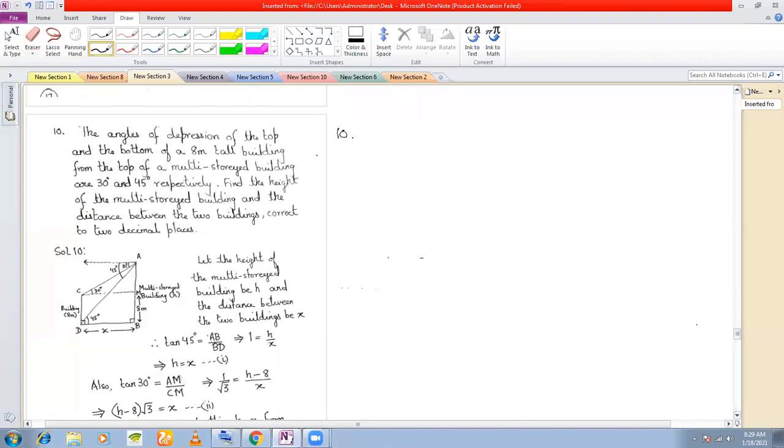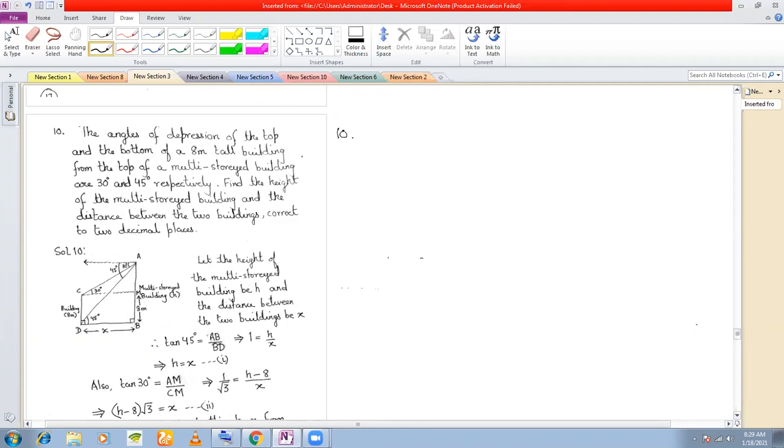The angles of depression of the top and the bottom of an 8-meter tall tower from the top of a multi-storied building are 30° and 45°. What is the difference between tower and building? Towers are much higher, buildings are shorter. Okay. From the top of a multi-story building are 30° and 45°.